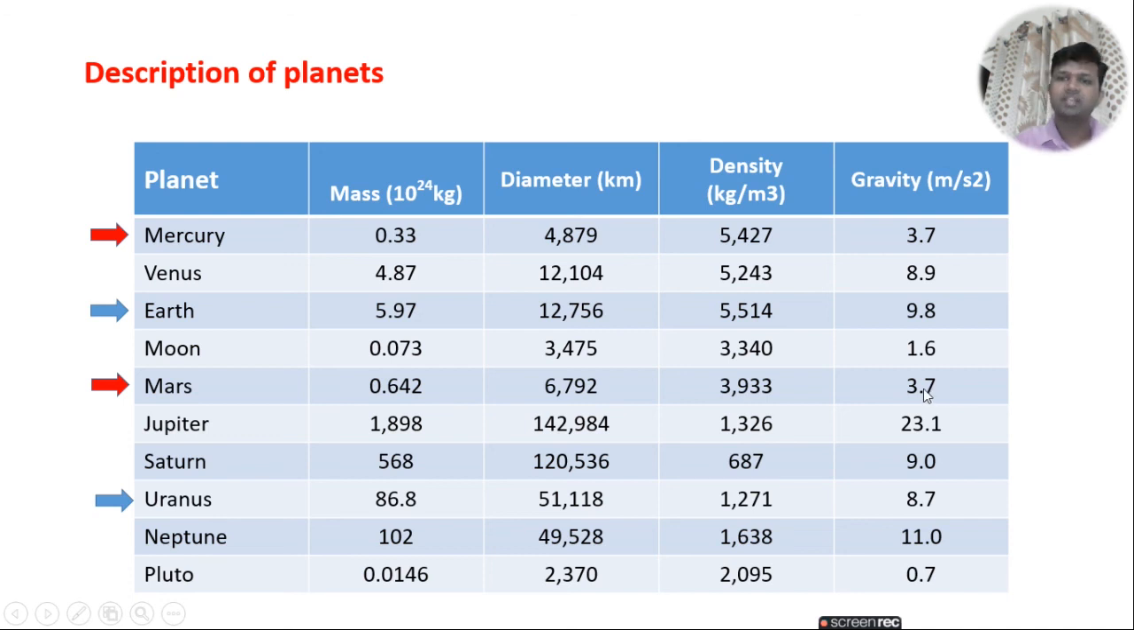The Mars is again 3.7 meter per second square. Though Mars has double the mass of Mercury, their gravity is the same, that is 3.7 meter per second square. Why is it so? Because of density. So Mercury is denser than Mars. Here you can see the value. Okay, this density plays a very important role while deciding the gravity of the planet.